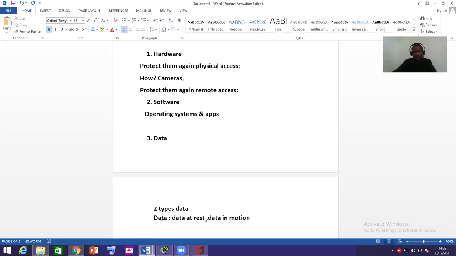Data in motion is the type of data that will be moving from one computer to another computer, or from one device to another device. That kind of data also needs to be protected, because when your data moves from one device to another, it can be stale and somebody can change it, right? Suppose you have one computer here and data is moving from one computer to another. You need to encrypt that data, right?